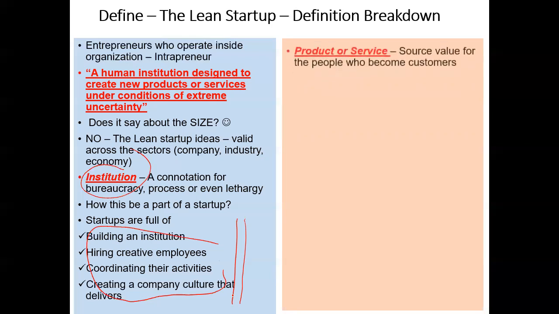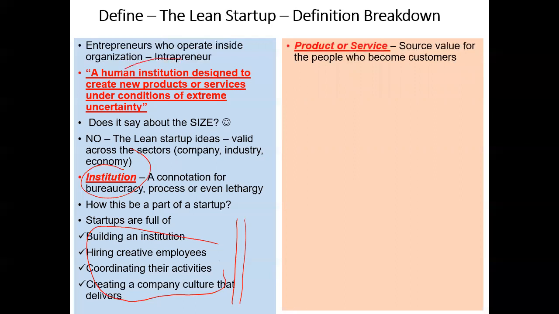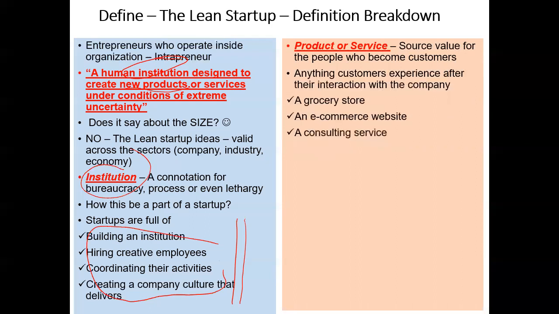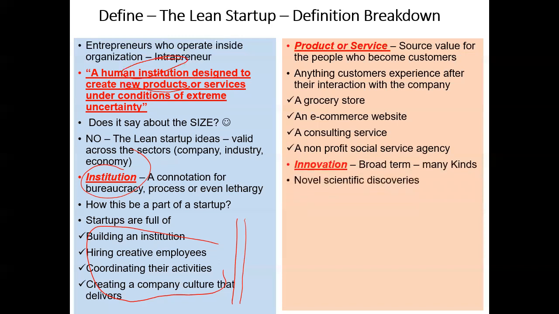So that is required. Then a human institution, what does that human institution do? It creates new products or services. The new products or services, they are the source value for the people who become customers. Why should people buy what they buy from you? And you can end up building a grocery store, an e-commerce website, a consulting service, or a non-profit social service agency. And then innovation, that is critical.